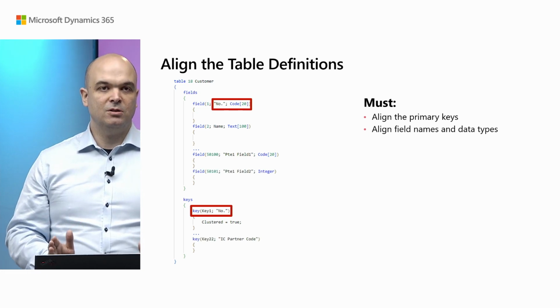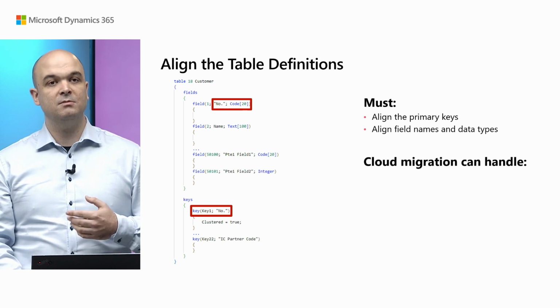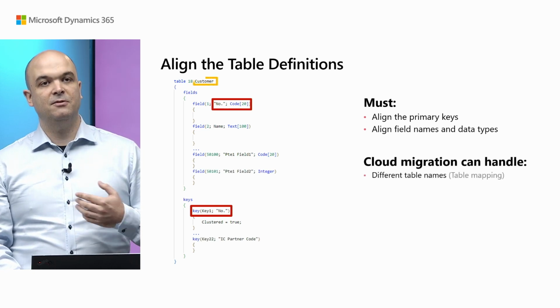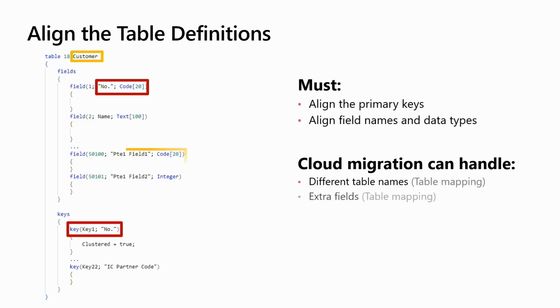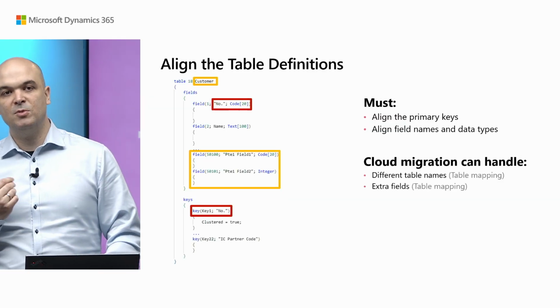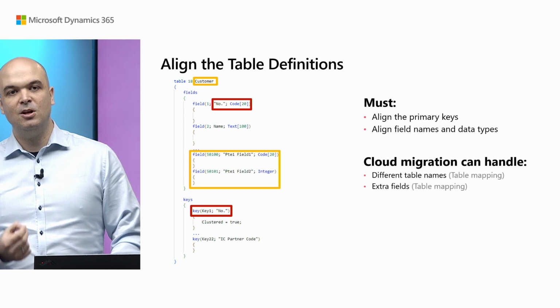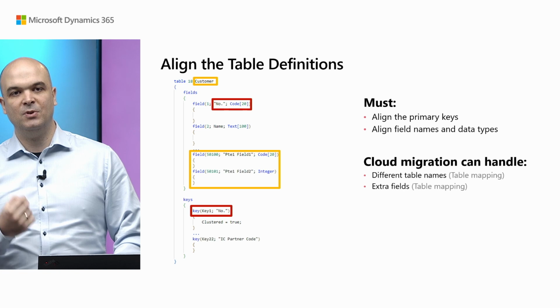Everything else is optional. So if we have customized fields here, we can skip them. If you have different table names, we can handle them through the table mappings. So you will be able to map the tables in the UI, and the engine will be able to move them. Also, if you have customizations that you would like to move out of the main tables, as many people on-prem have, into the table extensions, the cloud migration tooling is able to do this through simple table mappings, and we are going to show you how this works in a few moments.